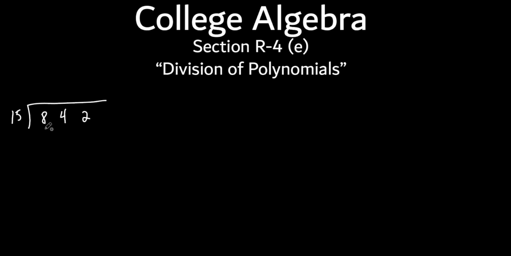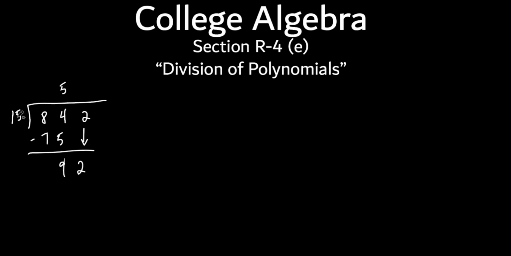So we said, well, 15 doesn't go into 8, so we don't put anything here, but 15 does go into 84. It doesn't go an exact number of times, but it does go 5 times. 5 times 15 is 75, so we subtract 75 from this. Okay, we drop this down. We drop down a 9 when we subtract 84 minus 75, and then we drop down this 2.